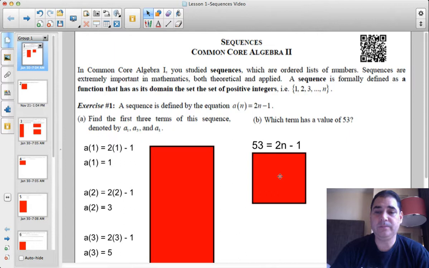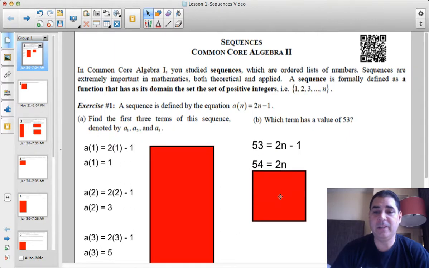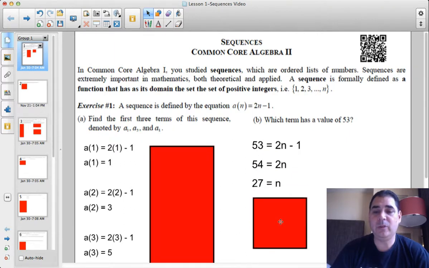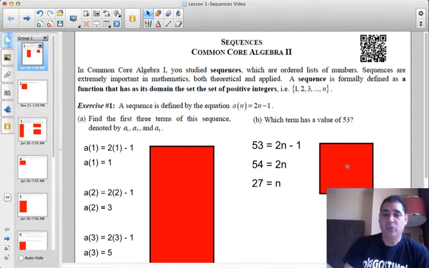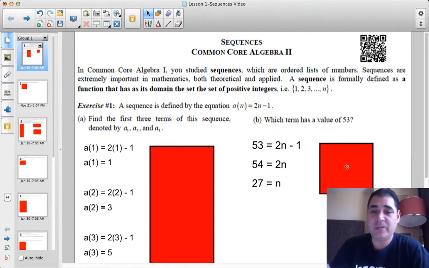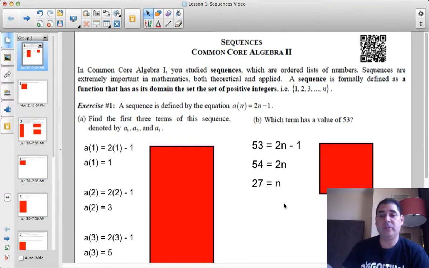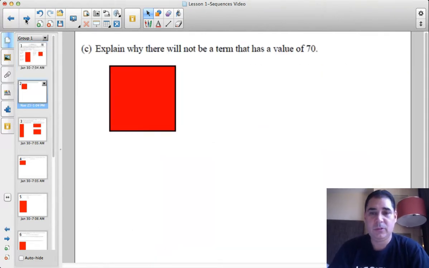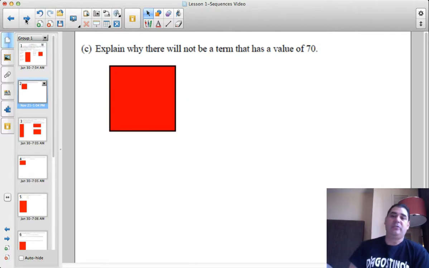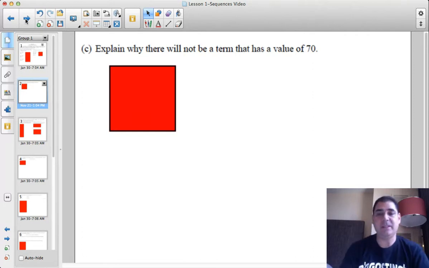Bring the 1 over, right? Divide by 2, and you get 27. So 27 represents the 27th term of the sequence. So 53 is the 27th term of the sequence. If you're adding all the terms to get up to 53, you'll notice that there are 27 terms. Now, if you notice 1, 3, 5, 7, 9, 11, those are all what type of numbers? They're all odd integers. So it turns out this sequence only generates positive odd integers.